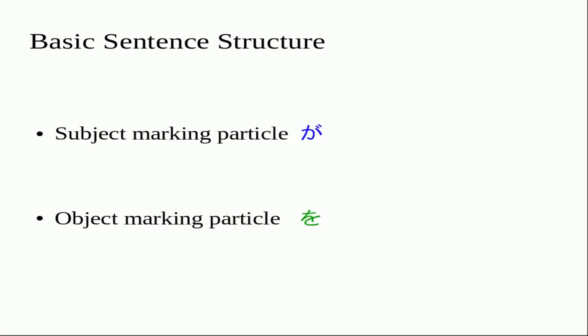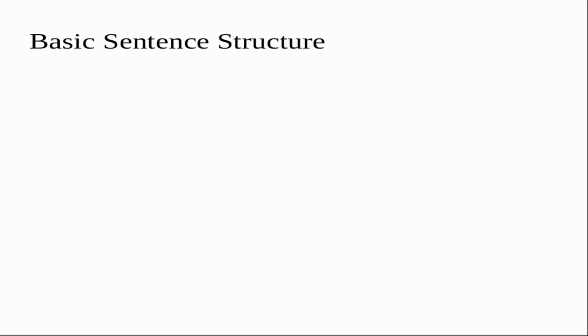However, in this particular case, right, these particles are the subject particle ga and the object particle o. And because they attach to the cat and the fish respectively, we'll always know that the cat is the subject and that the fish is the object of the action that comes at the end of this sentence.